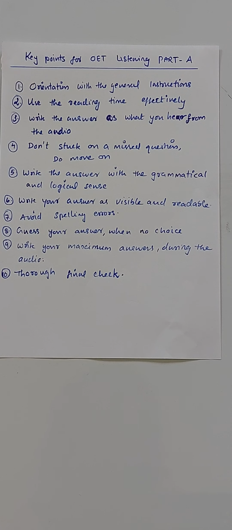The third instruction is how to answer. Your answering structure will be fill in the blanks or sentence completion. You have to attend each extract, 12 plus 12, a total of 24 questions you need to answer in the form of fill in the blanks or sentence completion. The next instruction is you write your answers with a pencil, not a pen. For answering, you must use a pencil. So these are the very basic instructions for listening part A.